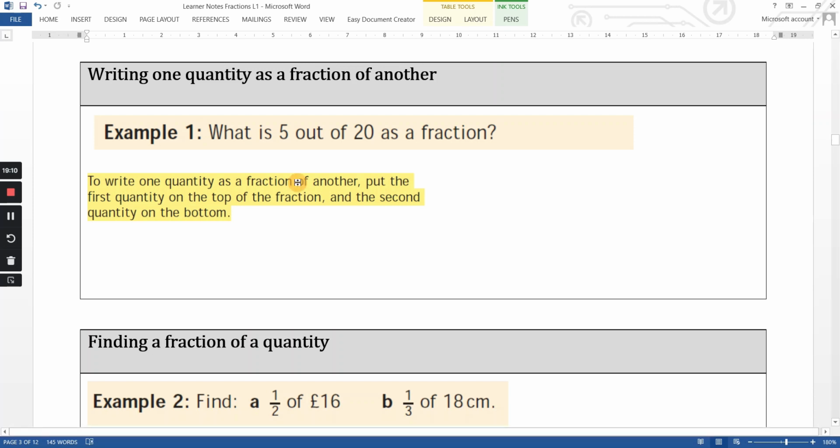So example 1 says, what is 5 out of 20 as a fraction? Okay, this is not too bad. 5 out of 20 as a fraction literally means 5 over 20. It's out of 20, so your total is out of 20, and you got 5. Let's simplify it. I know it doesn't say simplify, but let's do that anyway. So I'm going to divide by 5. I get a quarter.